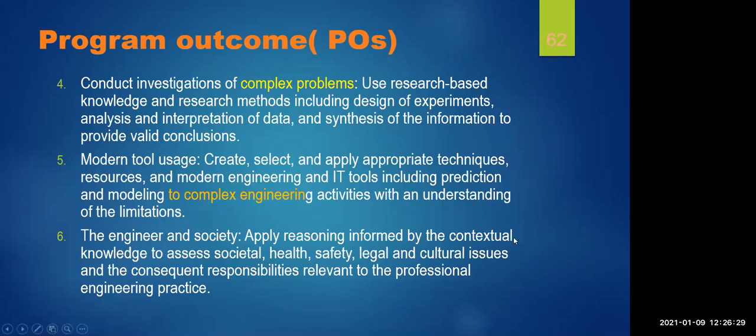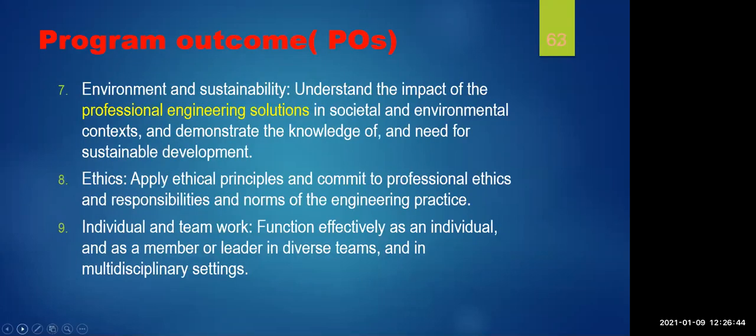Generally in law, under what context they will see, if a person has committed a mistake, under what situation he has done that mistake, they will consider that context. That is the technical term they use. So the seventh one is environment and sustainability. As an engineer, the impact of professional engineering solutions on society and environment, how the environment is getting affected. And social responsibilities and ethics are required from the engineer's point of view.